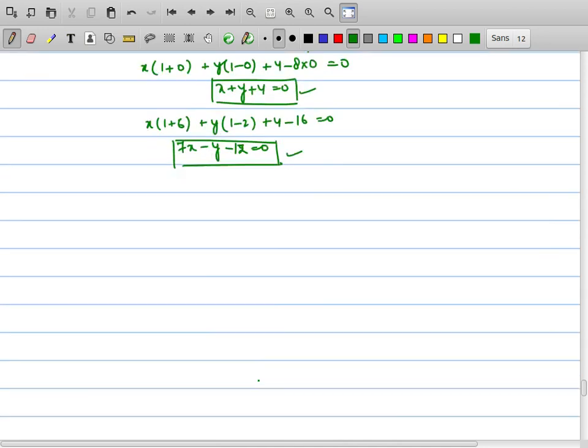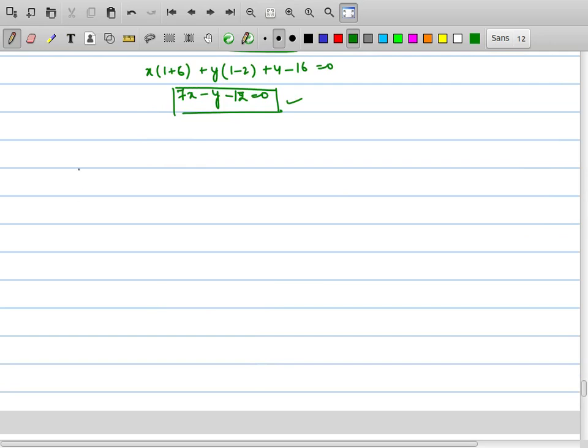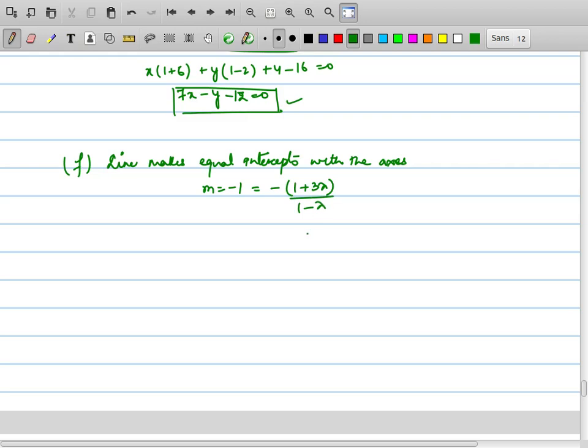Let's take one more part. Let's say the line we are looking for makes equal intercepts with the axis. Now this we have already discussed. If a line makes equal intercepts with the axis, its slope is minus 1. And what is the slope of our line? Minus (1 plus 3 lambda) upon (1 minus lambda).